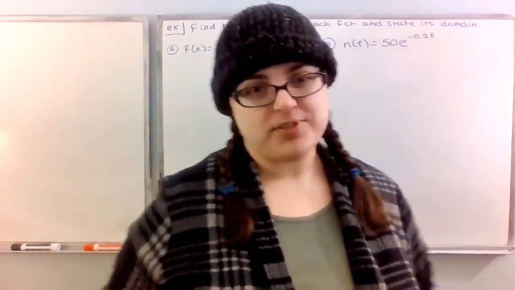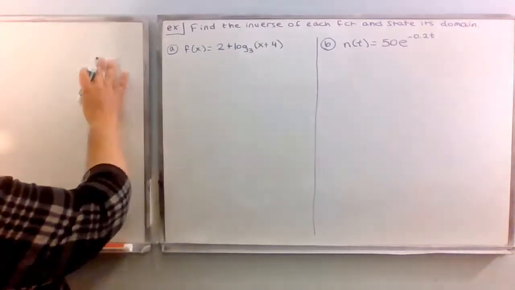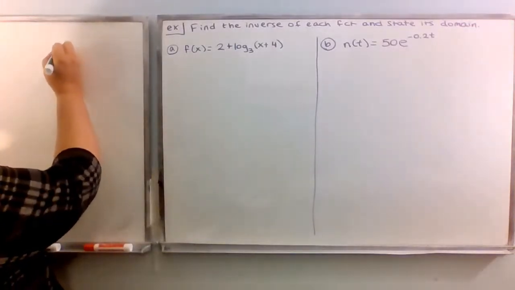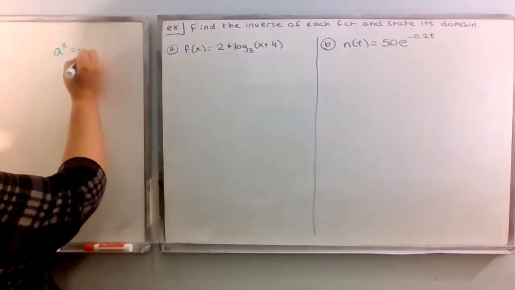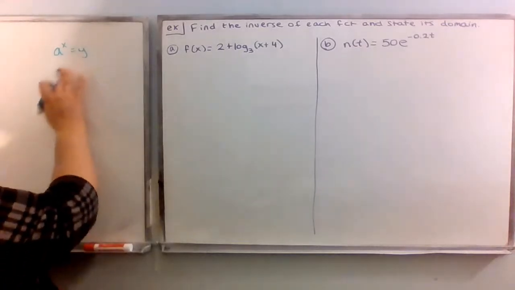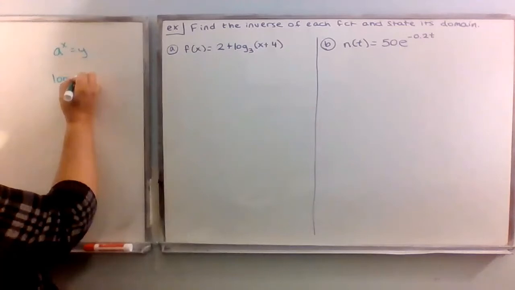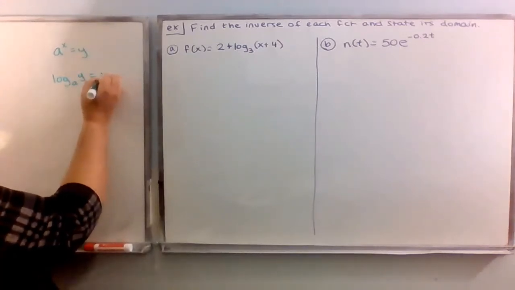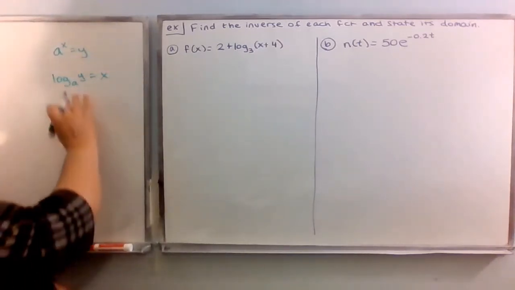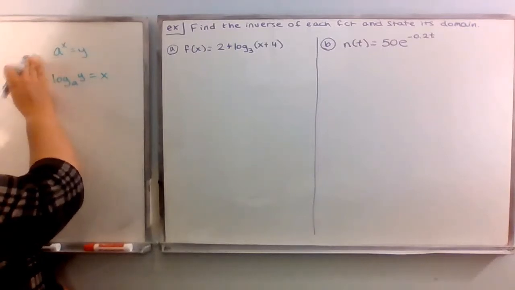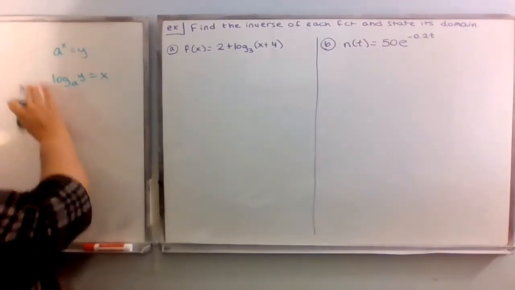So to help us out, I'm just going to put a reminder on the side here. If you have a to the x equals y, another way of expressing this relationship would be to say that log base a of y equals x. So if we have an exponential expression, we can write it as a logarithmic equation and vice versa.